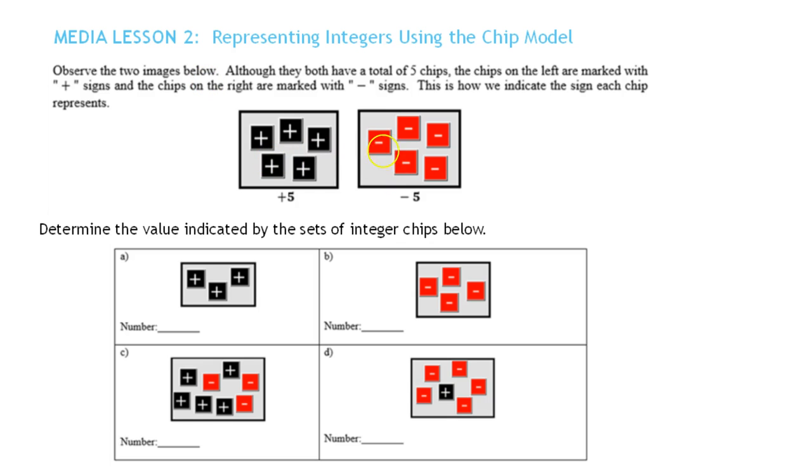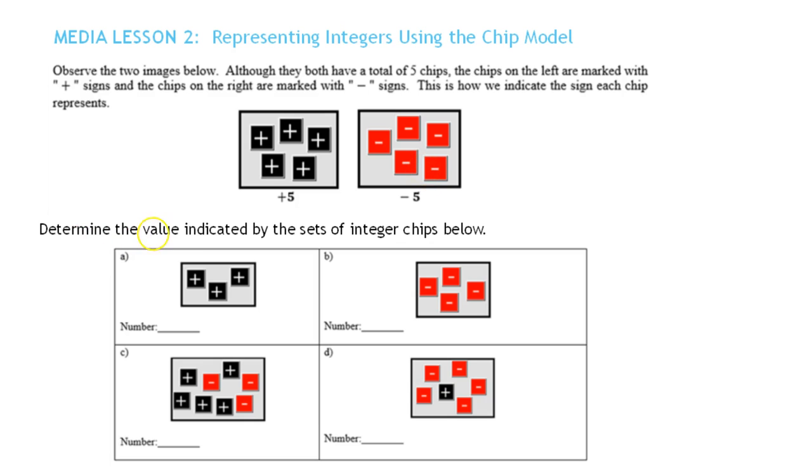These both have a total of 5 chips, but these 5 chips are labeled with plus signs, and we're calling this little square thing a chip. And these 5 chips are labeled with negative signs. That means that this represents 5 positive chips, or positive 5, and this is 5 negative chips, or negative 5. So we can indicate the sign of a number by using the appropriate sign on the chips.